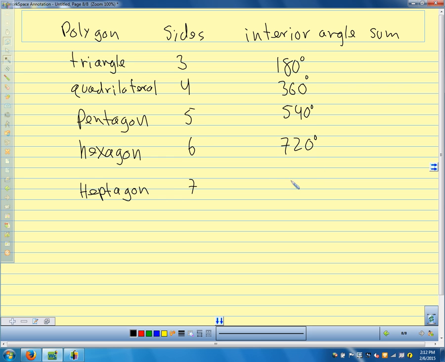All right, how many angles? What would all the angles in a heptagon add up to? 900. 8 sides. What's that? Octagon.